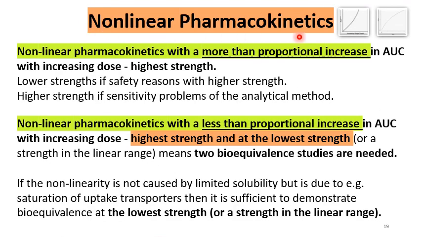Then coming to nonlinear pharmacokinetics. In nonlinear pharmacokinetics, we have seen more than proportional increase in AUC and less than proportional increase in AUC. See, in linear kinetics, there is a proportional increase in the AUC. Here in nonlinear pharmacokinetics, the AUC may be lower or higher than the proportional AUC. So if nonlinear pharmacokinetics with more than proportional increase in AUC with increasing dose is observed, then the higher strength is required to be taken.